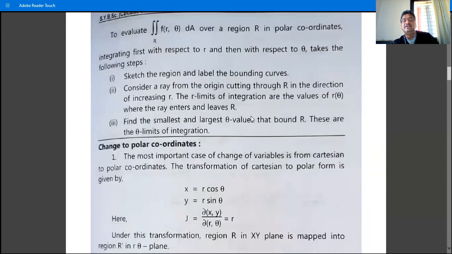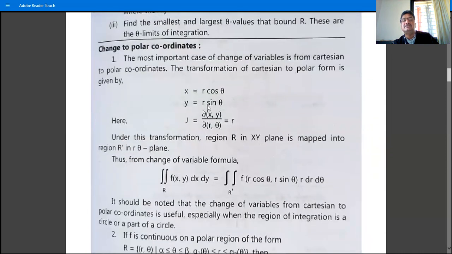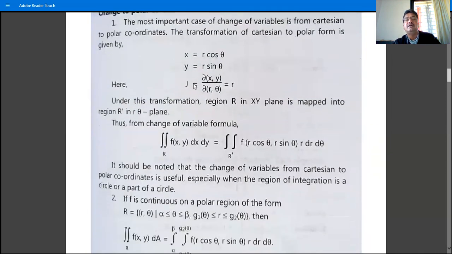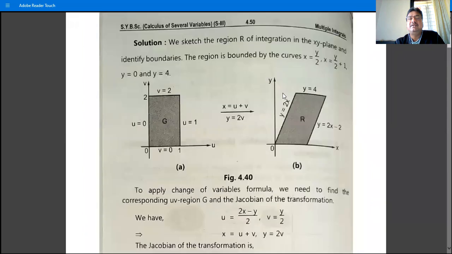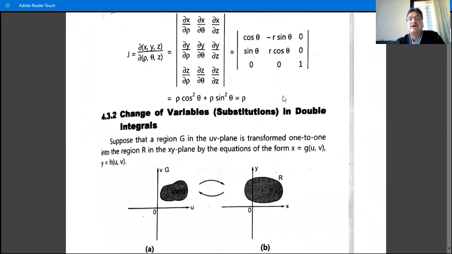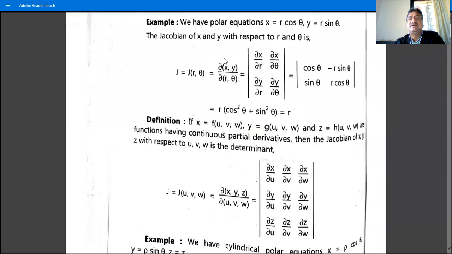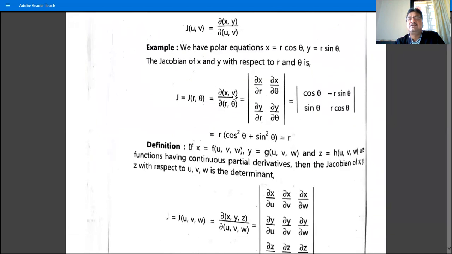So double integration in polar coordinates. x is equal to r cos theta and y is equal to r sin theta is called polar coordinates. And then what is the Jacobian, del(x,y) by del(r,theta)? We know that if x is r cos theta and y is r sin theta, then del(x,y) by del(r,theta) is the determinant of del x by del r, del x by del theta, del y by del r, del y by del theta. And we know that x is r cos theta and y is r sin theta. Then what is the Jacobian?